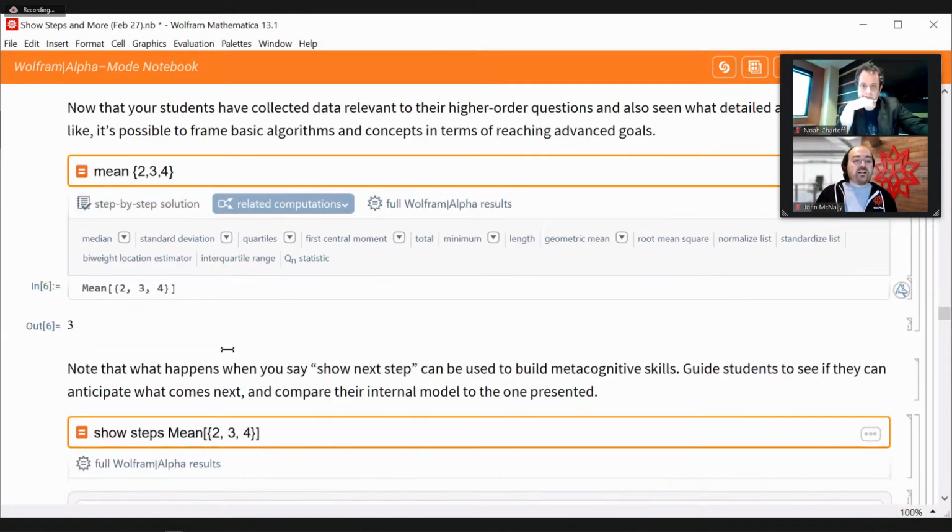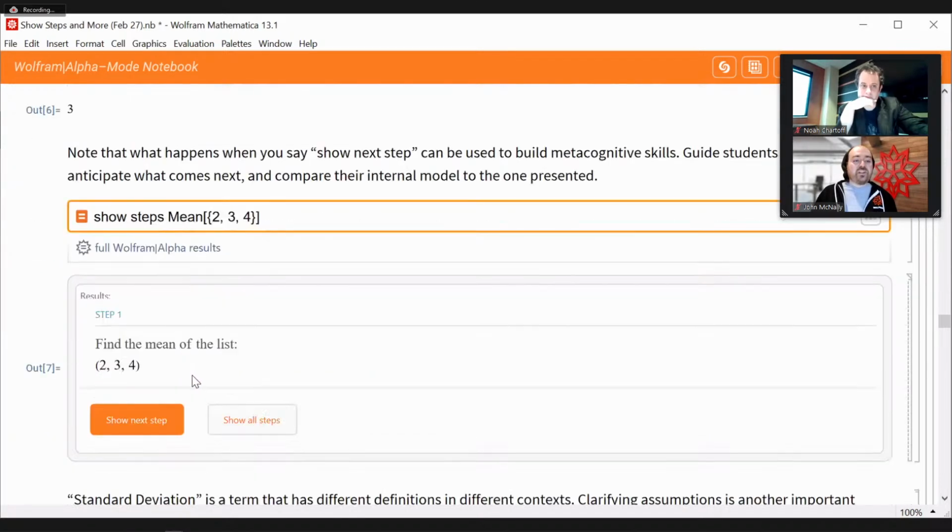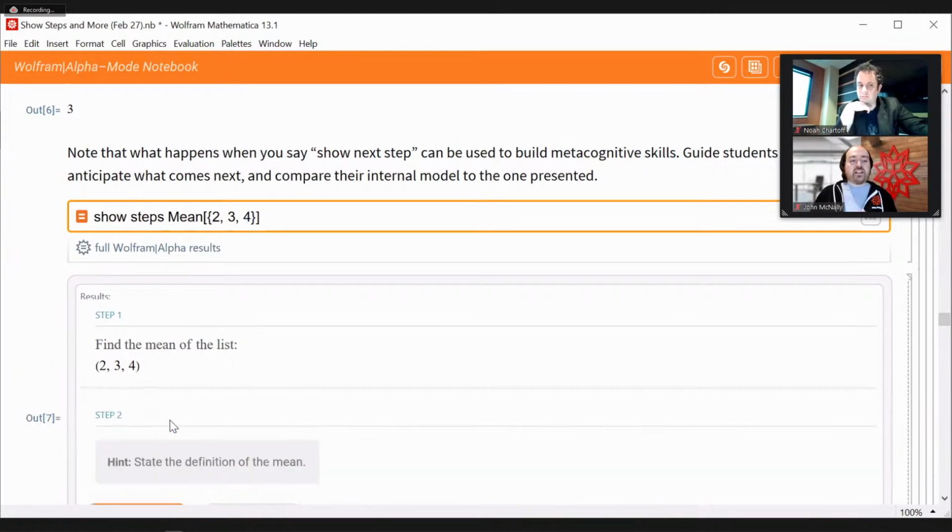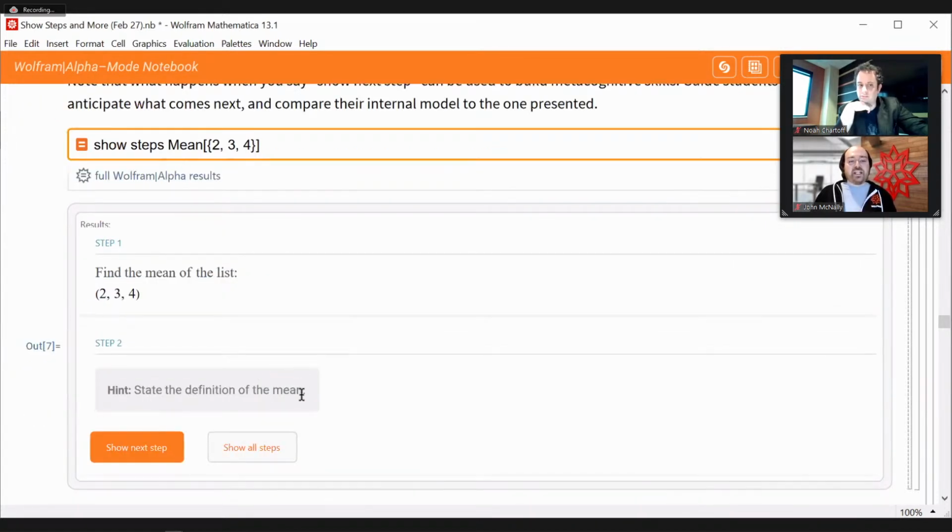And so if I go to show steps, again, help your students build metacognition. So look what happens if I don't click show all steps first, if I just click show next step. We get a hint: state the definition of mean. So now your student can actively think about this. You can use this as a learning tool to say, okay, wait, what was the definition of mean? Do I know what that definition is? If I don't, then I put a little mental note that I need to actually memorize that at some point to know what the definition of mean is. Of course, you could also use this notebook to look it up.